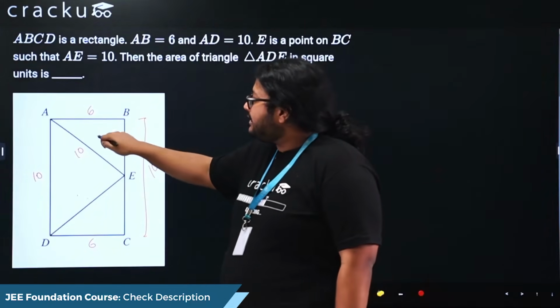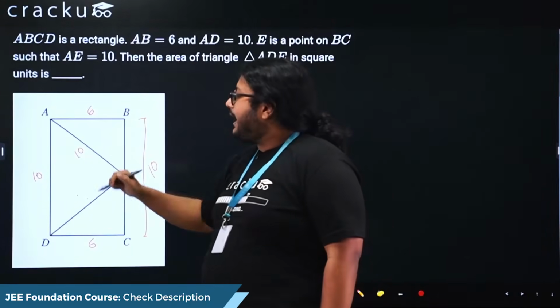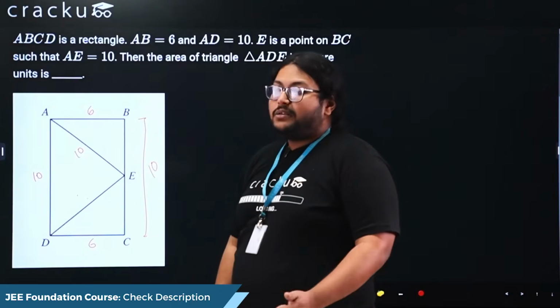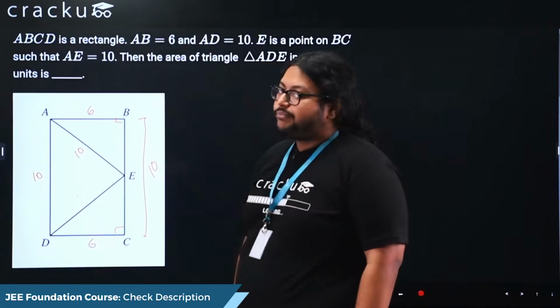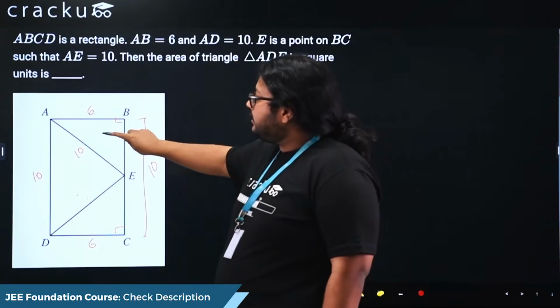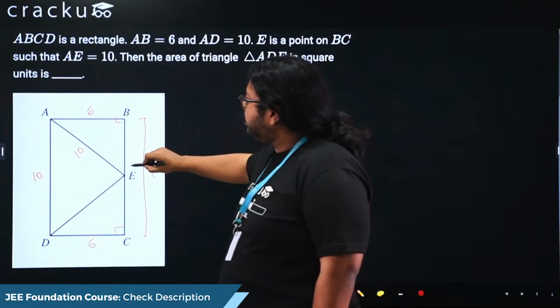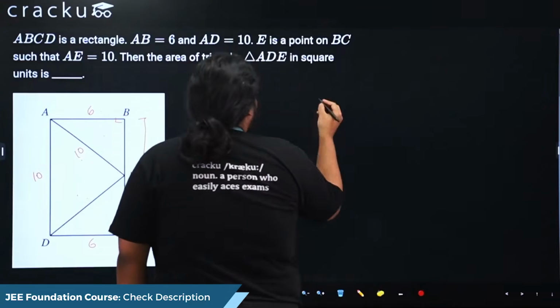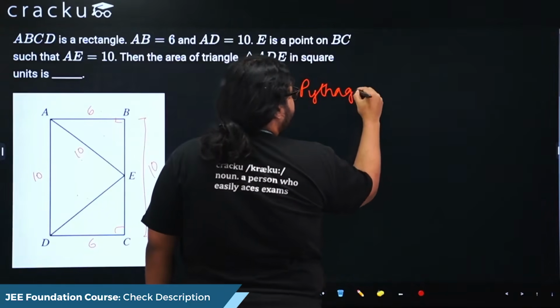But these triangles, this one and this one, I know for a fact that these are right angle triangles. Why? Because this angle is 90. This angle is also 90. So I can use that to my advantage, right? Now, consider this triangle. This is 10, this is 6. What will be BE?